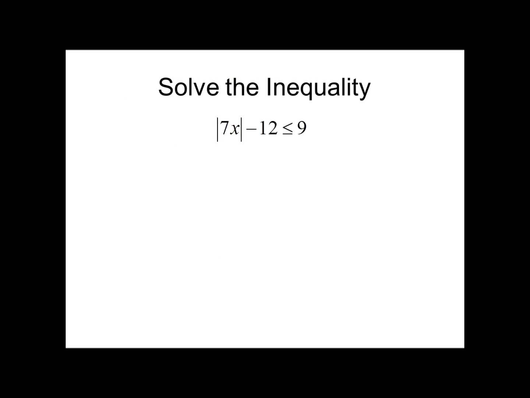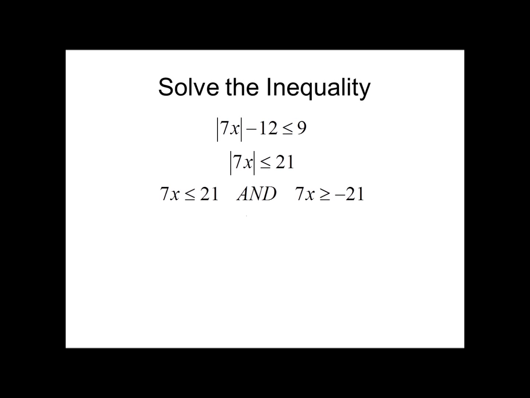What about this inequality? Well, first thing we got to do is get rid of that 12. Always get rid of anything outside the absolute value before you split the inequality or the equation. So now is this one going to be a conjunction or a disjunction? Because it's less than or equal to 21, it's a conjunction.